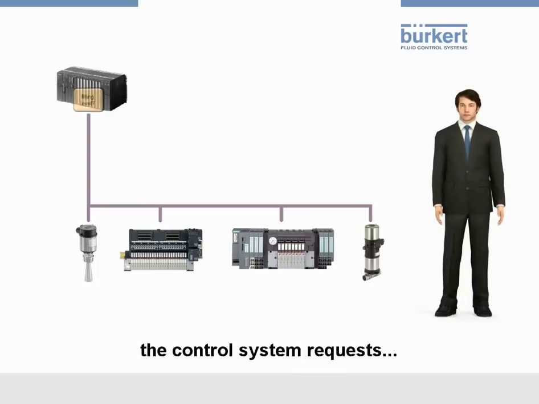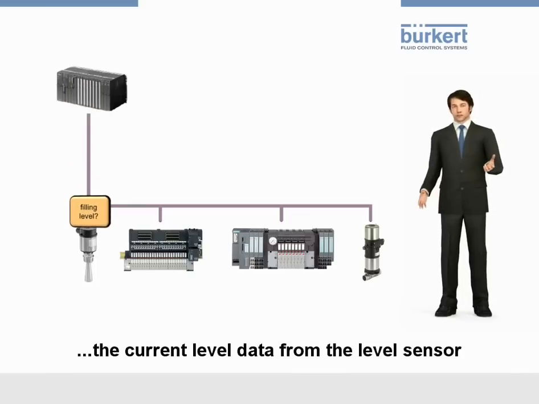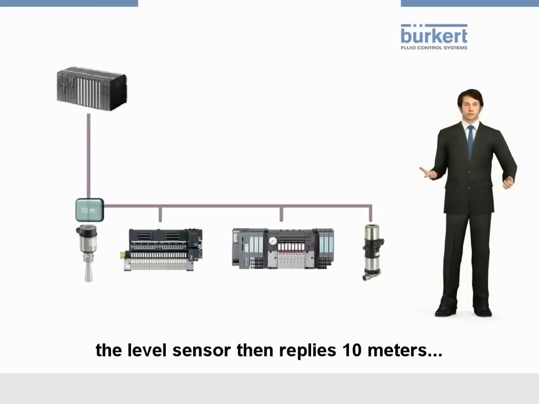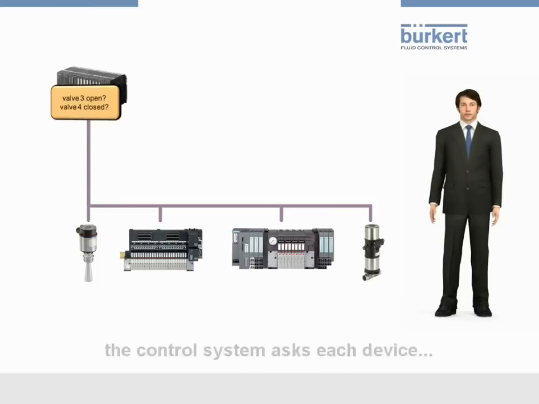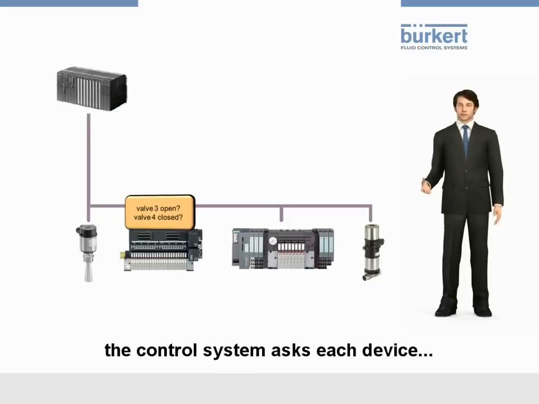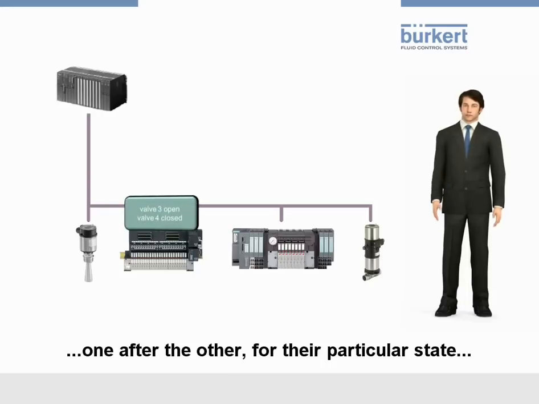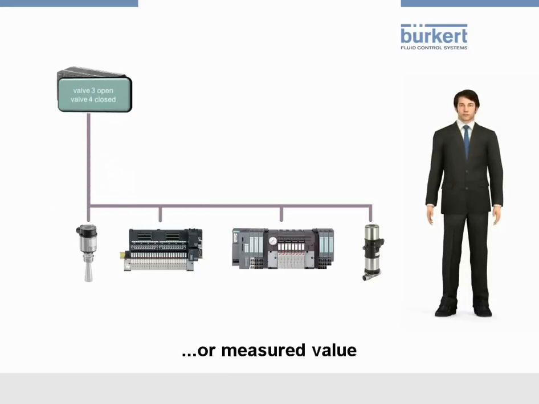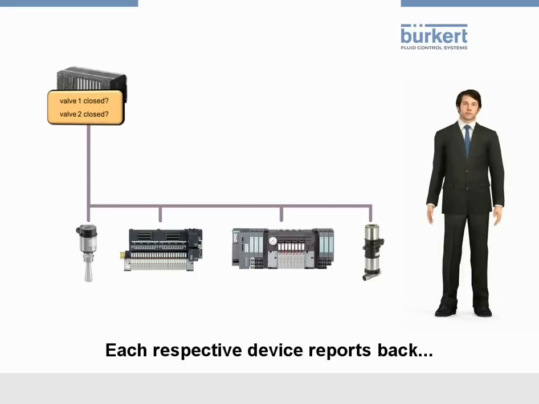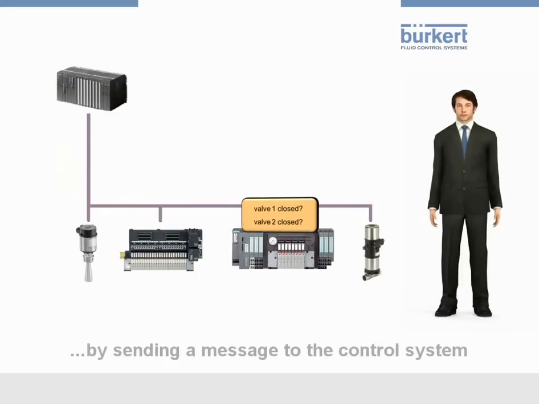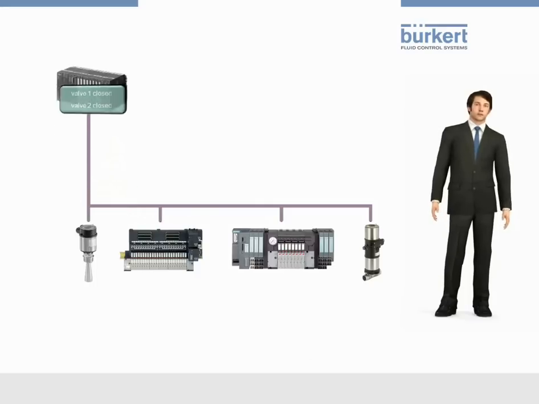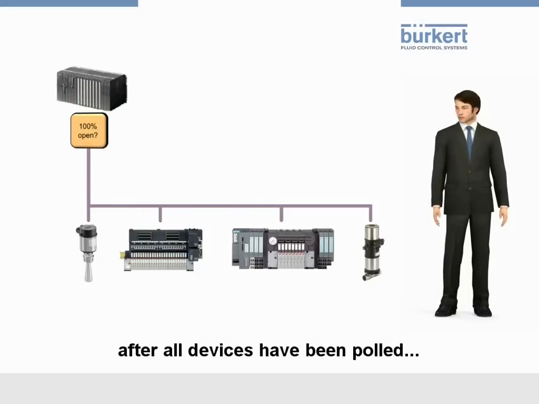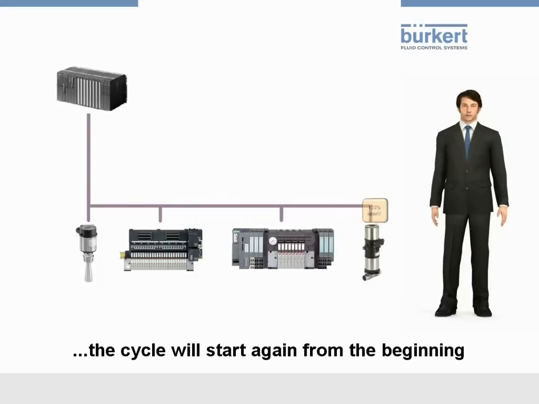The control system requests the current level data from the level sensor. The level sensor then replies 10 meters back to the control system. The control system asks each device, one after the other, for their particular state or measured value. Each respective device reports back by sending a message to the control system. After all devices have been polled, the cycle will start again from the beginning.